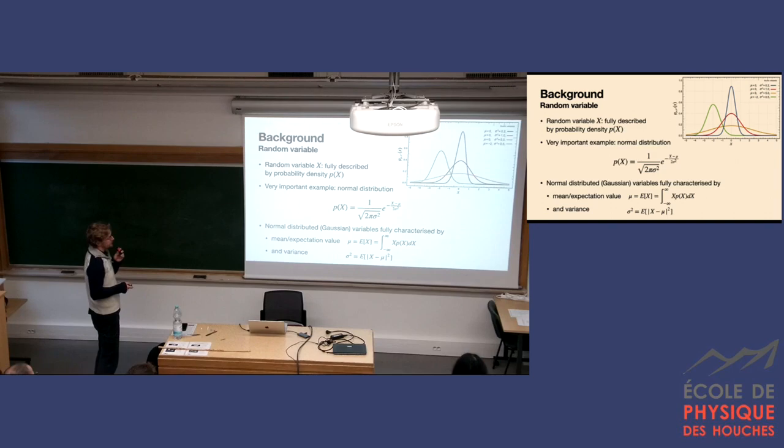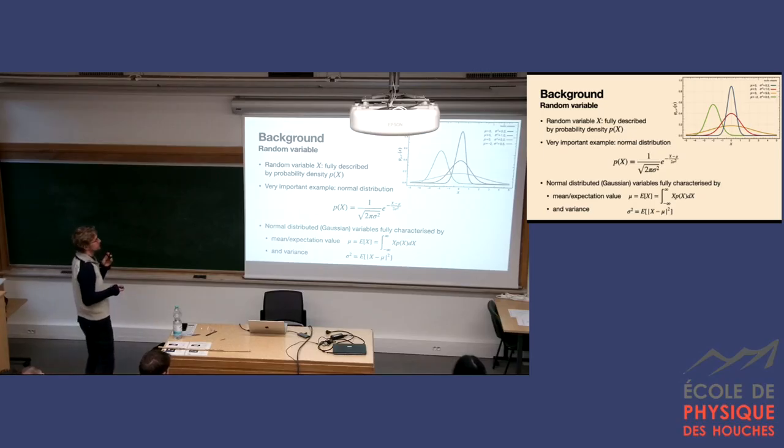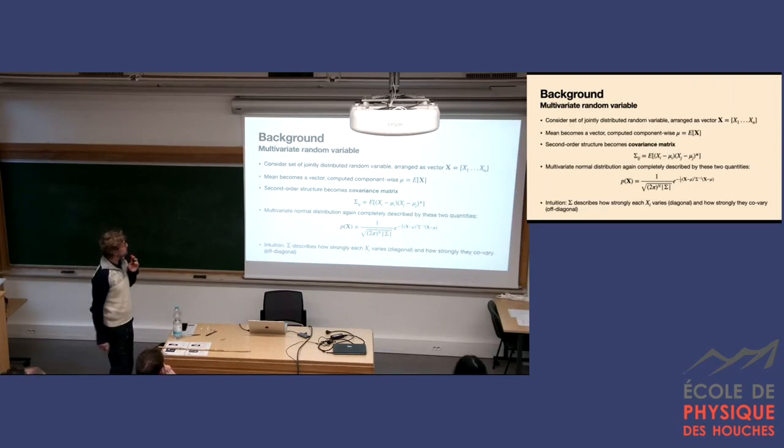And these are defined via this formal quantity of the expectation value, which for a continuous random variable has this integral, but you can think of it for a discrete random variable as just taking all possible values and scaling them by the probability that this value occurs. Now, this is just a single random variable.